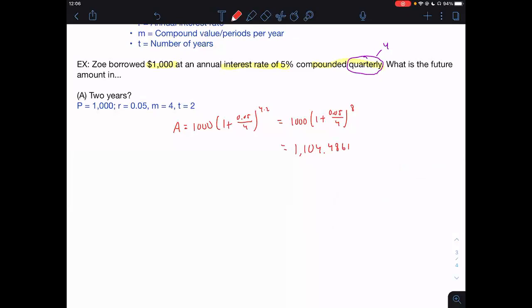Since we are talking about money here, at this interest rate compounded 4 times per year, for this initial loan of $1,000, after 2 years, it's going to grow to $1,104.49. So we're talking about money. Let's convert this to dollars and round to the nearest cent.